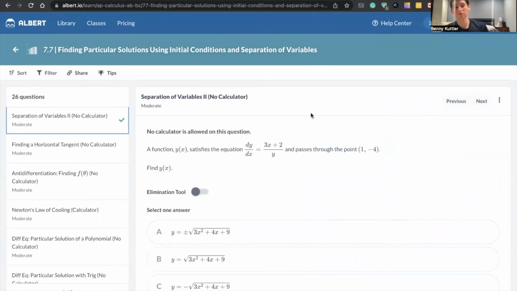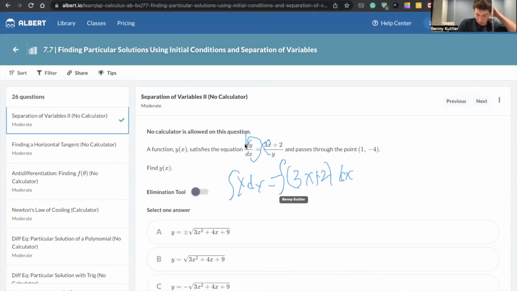Okay, another one. This is basically the whole unit, so I figured we need some practice with it. So again, we want to separate our variables, get all the y's on one side, all the x's on one side, this up here, move this up here. Y dy equals 3x plus 2 dx. Integrate both sides. Integral of y is 1/2 y squared plus c equals 3/2 x squared plus 2x plus c. We don't care about one of those c's.